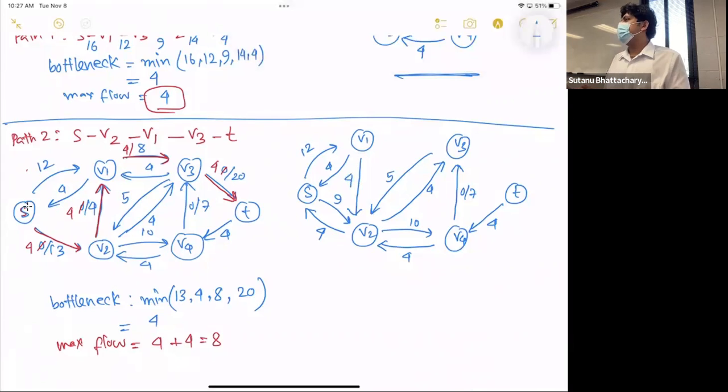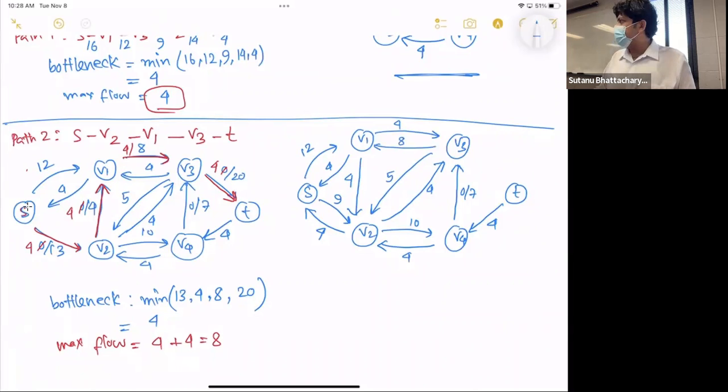Is it clear so far? Next, V1 to V3. What is the forward edge? Forward edge means remaining capacity. 8 minus 4, so it is 4. So what is the back edge? V1 to V3, 8. Previously it was 4. Now 4 plus 4, that is 8.